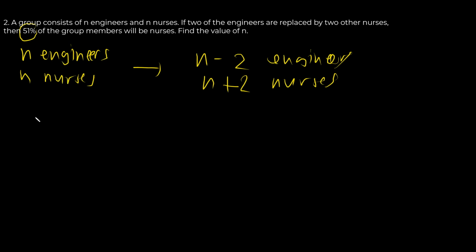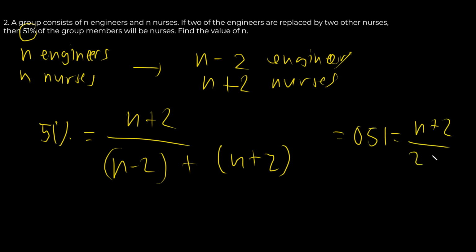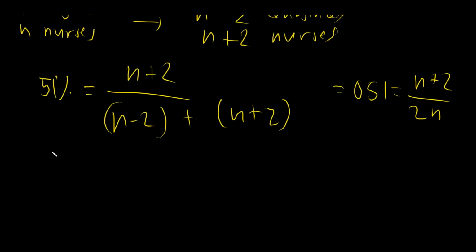So, sa to, pagikuha niya ang ratio sa number of nurses over sa total number of group members. So, we can say that 51% is equal to number of nurses, so n plus 2, over total number of members, so that is n minus 2 plus n plus 2. Or simply, 0.51 is equal to n plus 2 over 2n. Solving for n is equal to 100.